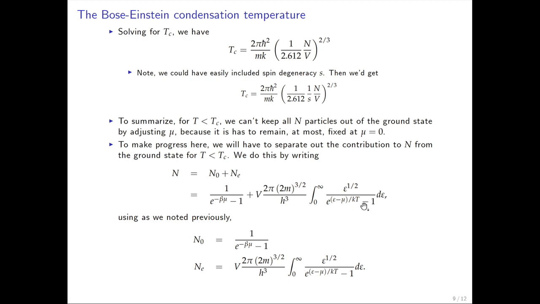So this is a function. This is what we get for arbitrary T below T_C. Well, I mean, this expression works for arbitrary T, but we're going to look for T below T_C. And as we found before, N_0 is just, of course, this factor, and the excited part is just this integral we did here with k_B T. Okay?